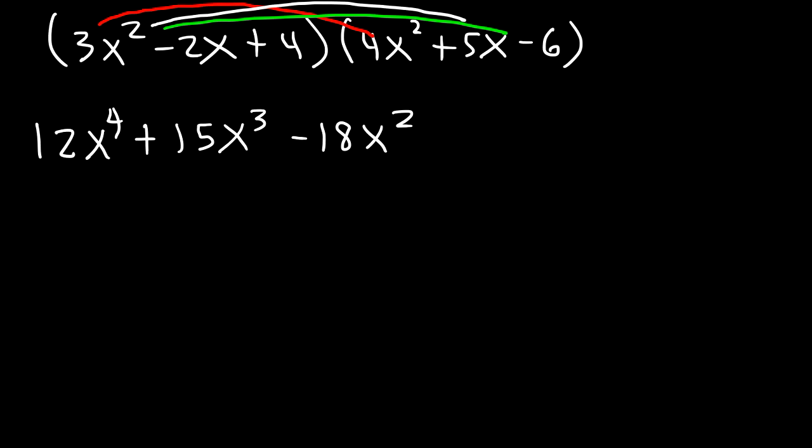Now you got to be careful that you don't make a mistake, because the longer the problem, the easier it is to make a single mistake, which can mess up the whole problem. So you need to double check your work when doing problems like this. Negative 2x times 4x squared, that's negative 8x cubed. So I'm going to line it up just to avoid mistakes. And then negative 2x times 5x, that's going to be negative 10x squared.